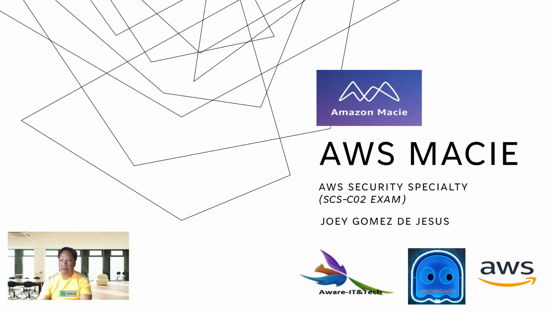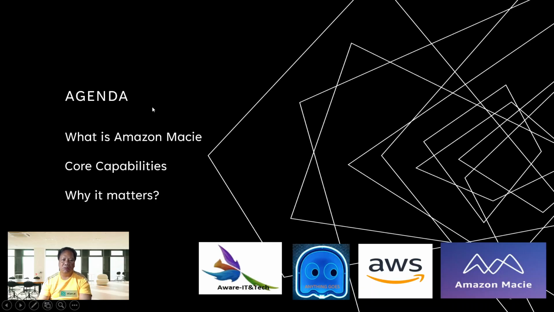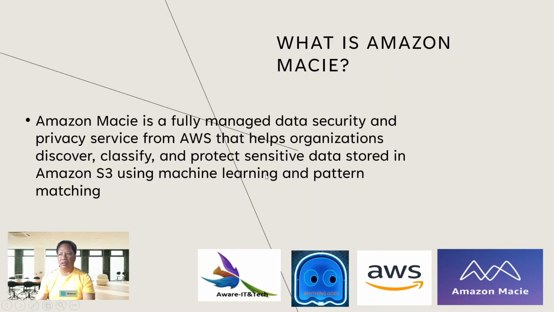Okay, hello everyone. Today we'll be talking about Amazon Macie. This is part 2 of the exam review materials for the SCS-C02 exam, which is the AWS specialty exam. We'll be talking about AWS Macie core capabilities, why it matters, what it scans, what it doesn't scan, and where it integrates. And I probably will jump into a short demo.